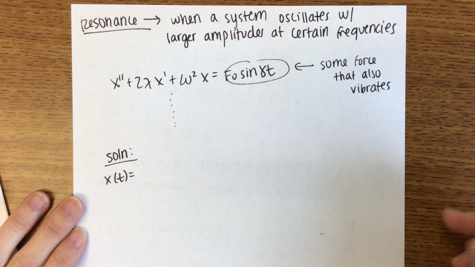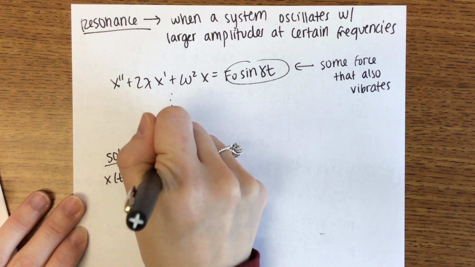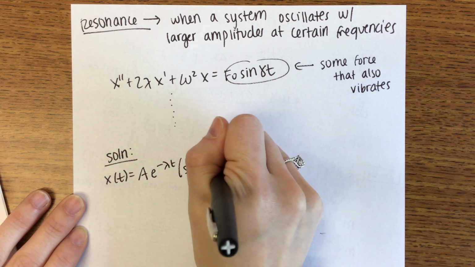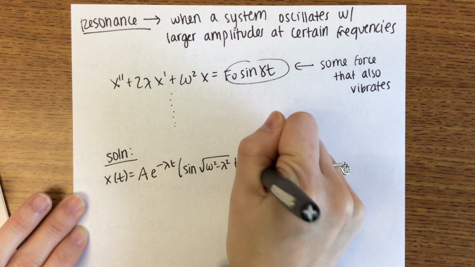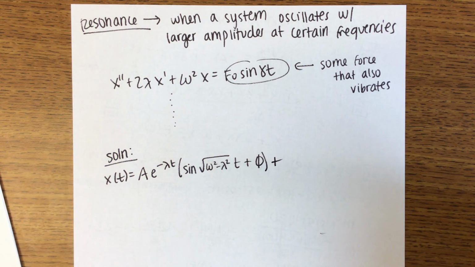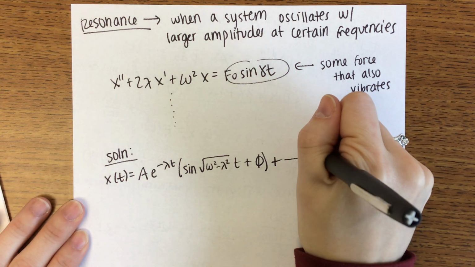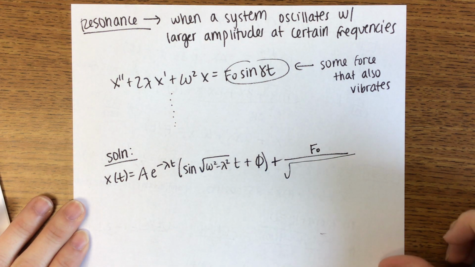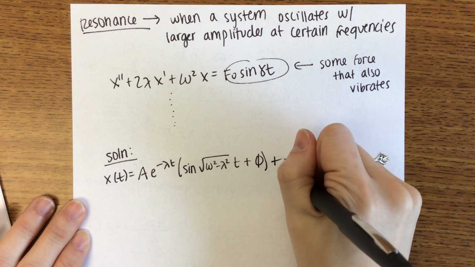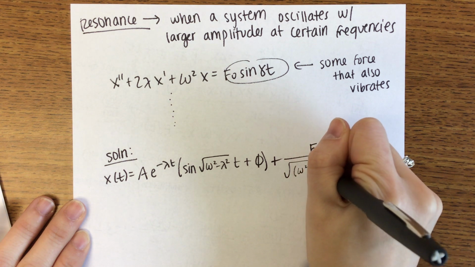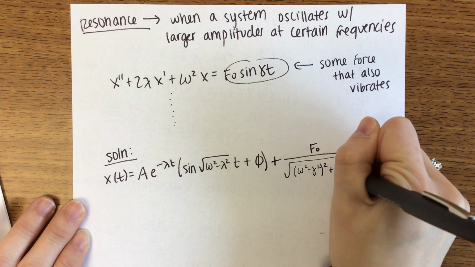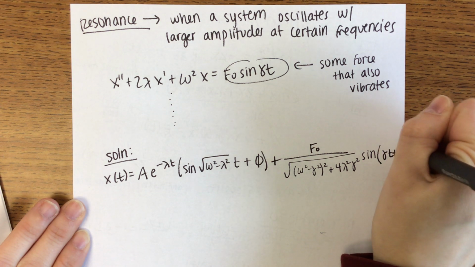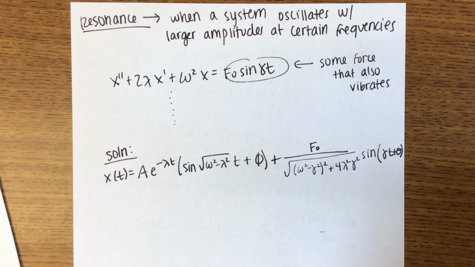x of t is equal to A e to the negative lambda t sine of the square root of omega squared minus lambda squared times t, plus phi, plus this long fraction. The numerator is just F naught. The denominator is this big long square root: omega squared minus gamma squared, squared, plus 4 lambda squared gamma squared, times sine of gamma t plus theta. Woo.